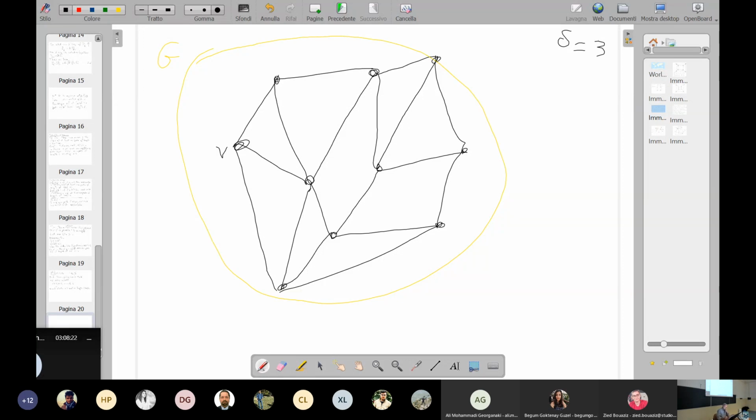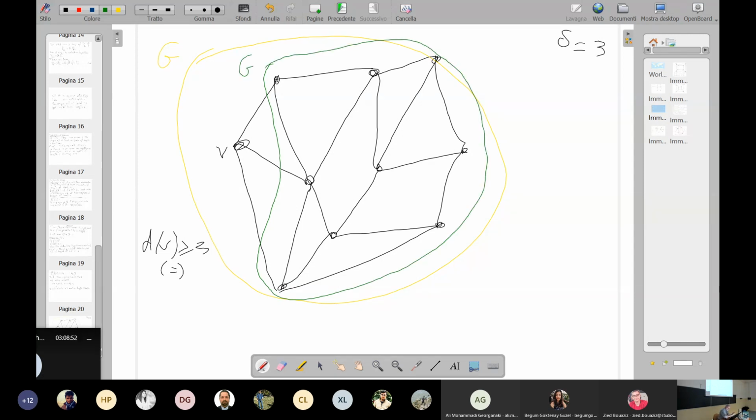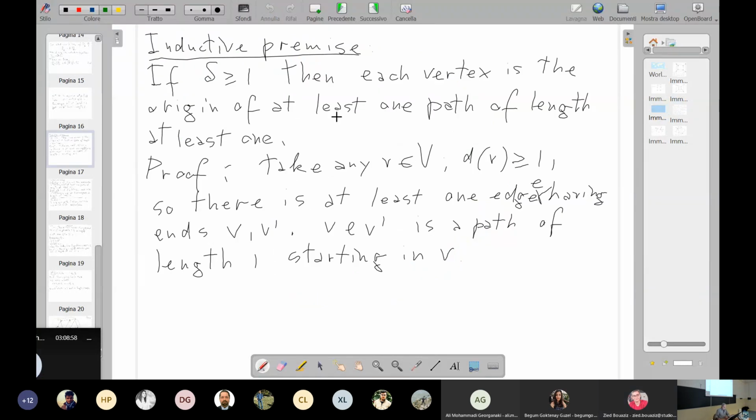Now, of course, degree of V is greater than or equal to 3. Actually, in this case, it is equal to 3. Okay? Now what do I do? I take G prime, which is this. Are you with me? Let's see what I said. Are you with me with the inductive premise?